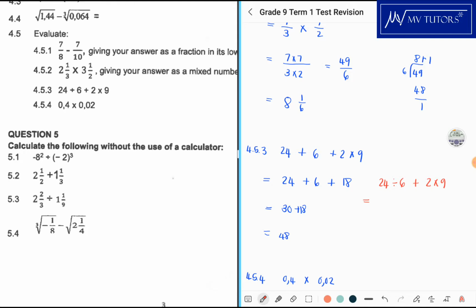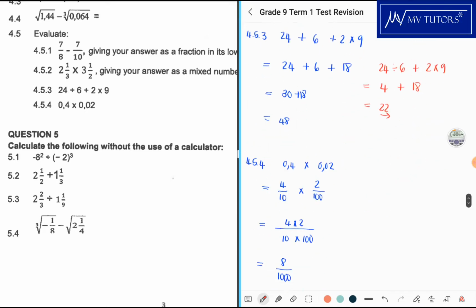So 24 divided by 6, that is 4. And 2 times 9 is 18. So this answer could have been 22. Okay, so just check there.